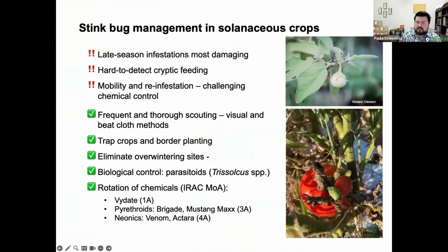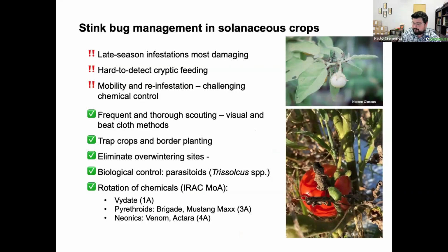For stink bug and leaf-footed bug management in solanaceous crops, late season infestations are the most damaging because they will be more associated with the fruits. So there's no rest here. Their feeding may not be as easy to detect in the fruits in the beginning, but once the fruit starts to ripen, then it can be more evident. Mobility and reinfestation can be challenging for chemical control.